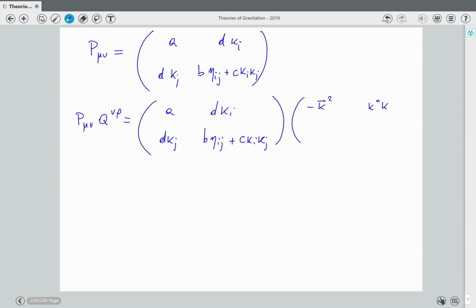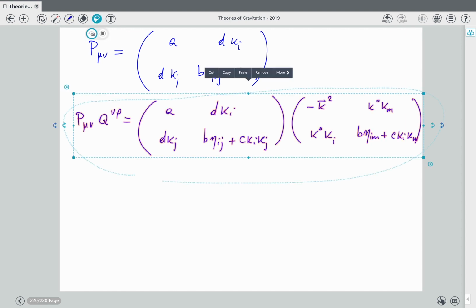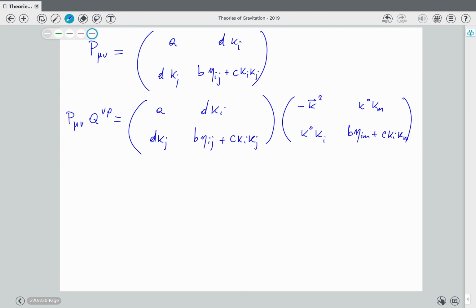The other one is k0 k_i, k0 k_j, but we have to use proper names for the indices, so now the indices have to be renamed. Let's say that that is index m. Here we have i, because it has to be i. And so there we have B eta i m plus C k_i k_m. And we have to find A, B, C, and D in order to get this equal to 1.